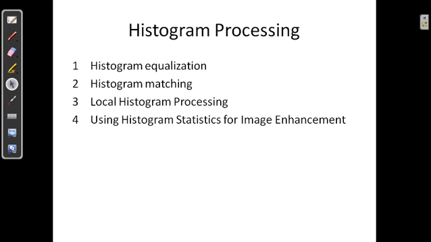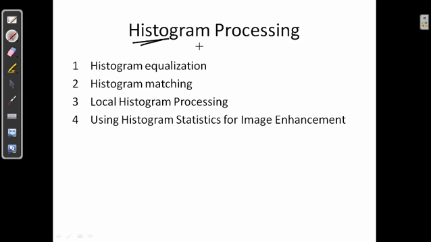So this is an important topic, which is called histogram processing. We will be having one problem from this. It will be carrying around 12 marks. So be attentive while listening to the concept of this histogram processing.